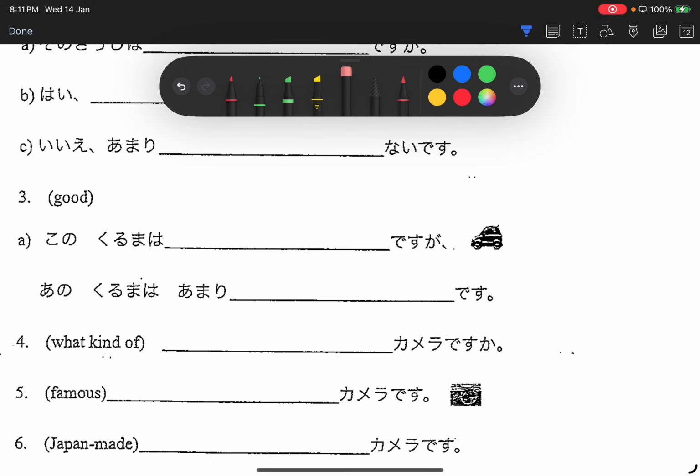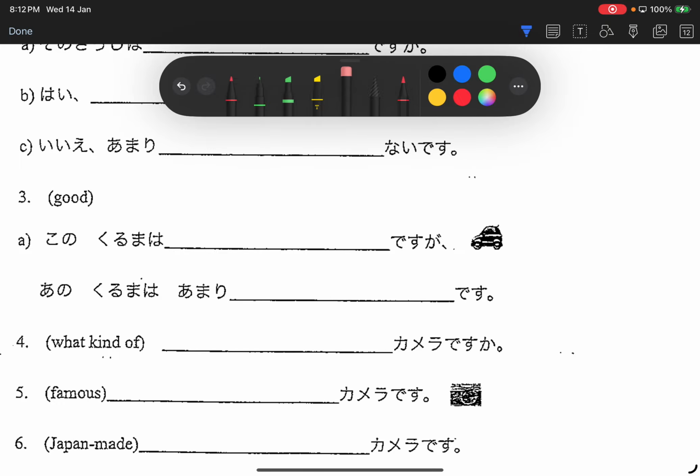Number 5, famous camera. What you give answer for her? Never mind. She give the answer already. Yuumei camera desu. Correct? Wrong. Yuumei is a what adjective? Na adjective. Yuumei na camera desu. Thank you. Okay, yuumei na. We need the na. We cannot just say yuumei camera desu. Yuumei na camera desu.